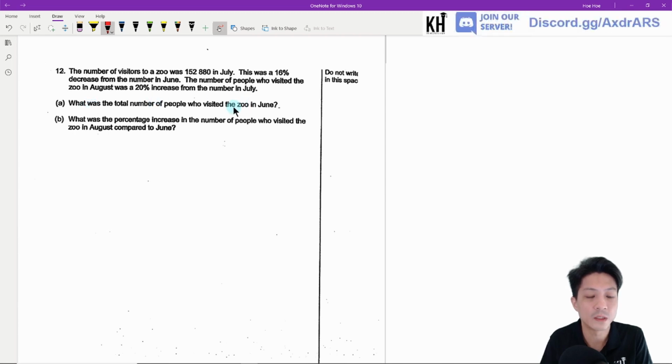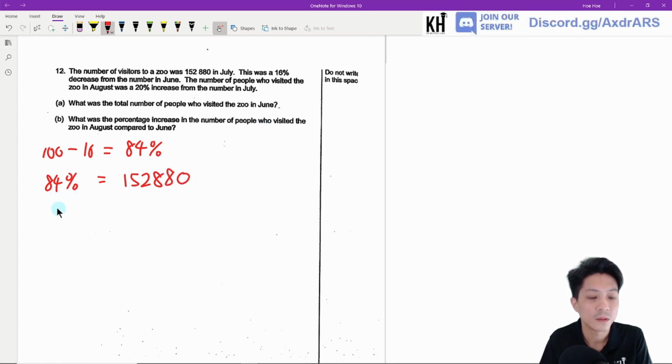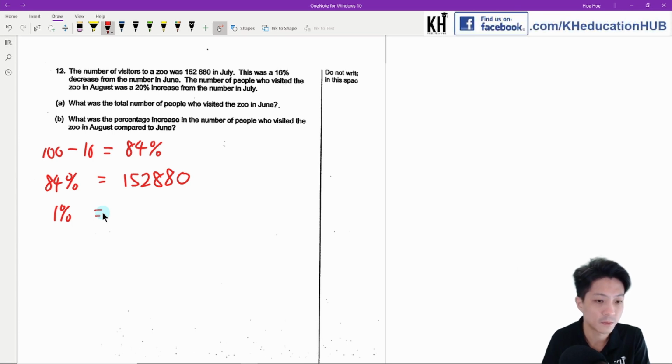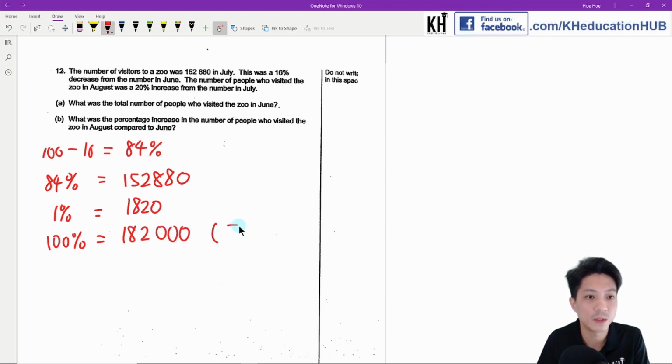What was the total number of people who visited the zoo in June? The number of visitors in July is 152,880. This was a 16% decrease, which means that 100 minus 16 is 84%. Okay, 84% is equal to 152,880. So I can find what is 1% and find what is 100%, which is the number in June. 182,000. Okay, this will be the number in June.